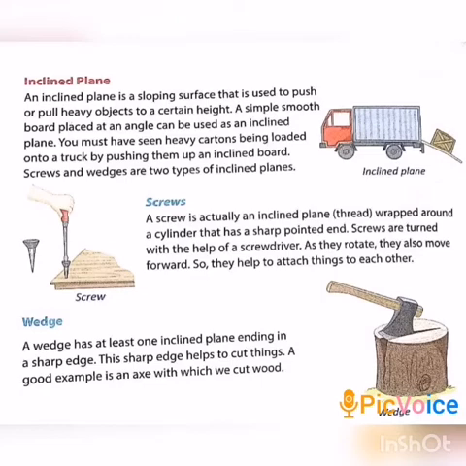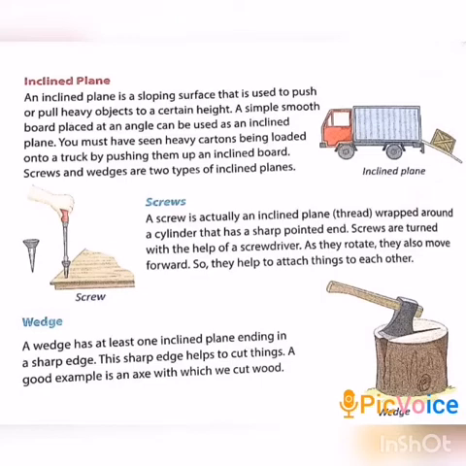First one, screws. A screw is actually an inclined plane wrapped around a cylinder that has a sharp pointed end. The screw looks like a nail with a groove around it. It helps to hold things together. It is actually an inclined plane that is wrapped around a central rod. It is turned with the help of a screwdriver. As they rotate, they also move forward. So they help to attach things to each other.